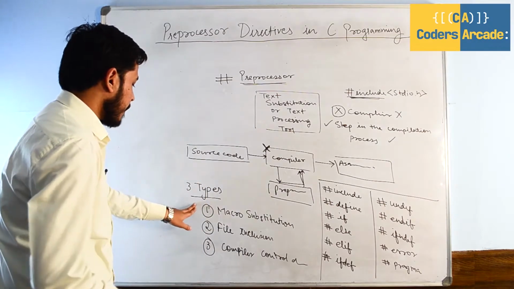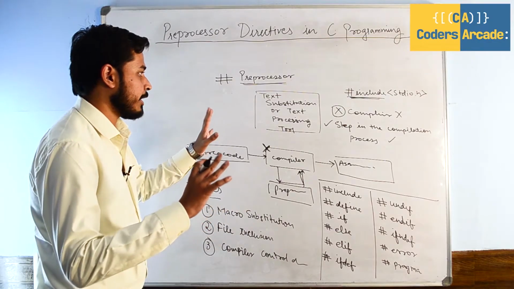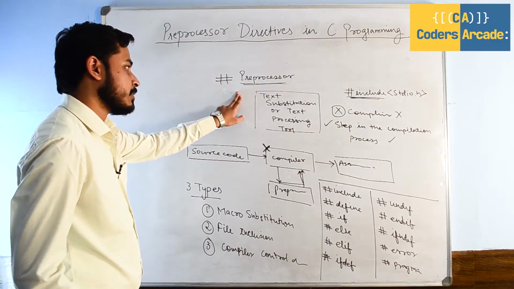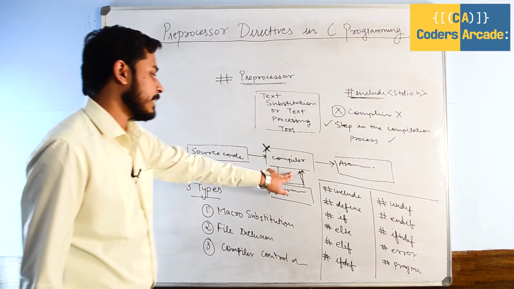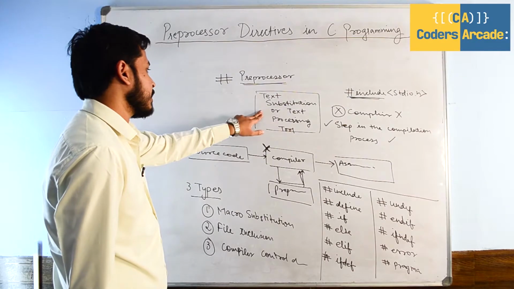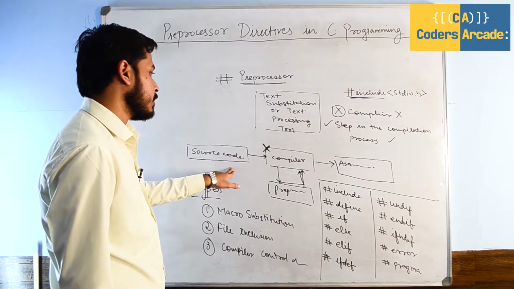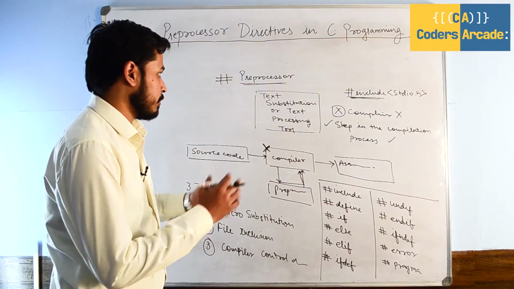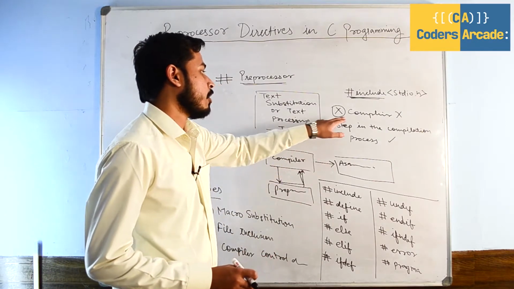Now let us see these three types of preprocessor directives. First, I'll give you an idea of what a preprocessor is. As you can see on the board, a preprocessor is nothing but a program that preprocesses your source code before it gets compiled by the compiler and converted into assembly language code. It is a text substitution or text processing tool that is used to preprocess the source code. The main point that you need to remember in this topic is that it is not part of a compiler.